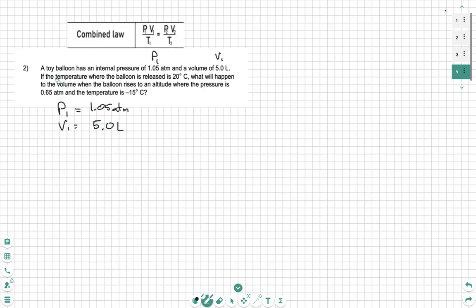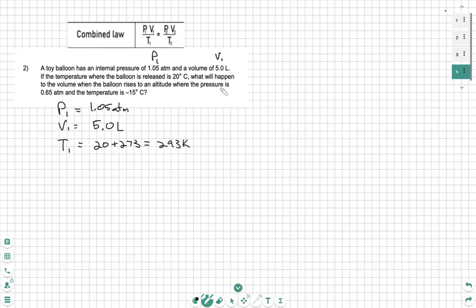Next, if we keep reading, we see: if the temperature where the balloon is released is 20 degrees Celsius, what will happen to the volume when the balloon rises to an altitude where the pressure is 0.65 atm and the temperature changes to negative 15 degrees? Well, with that logic, we can assume that released at 20 degrees Celsius is going to be our initial temperature. And remember, we need to convert that to Kelvin by adding 273 to it. So this is going to give us 293 Kelvin.